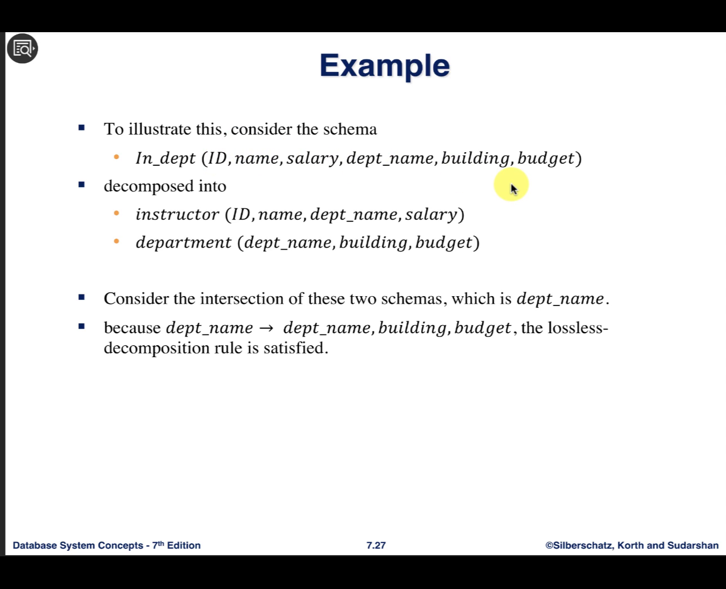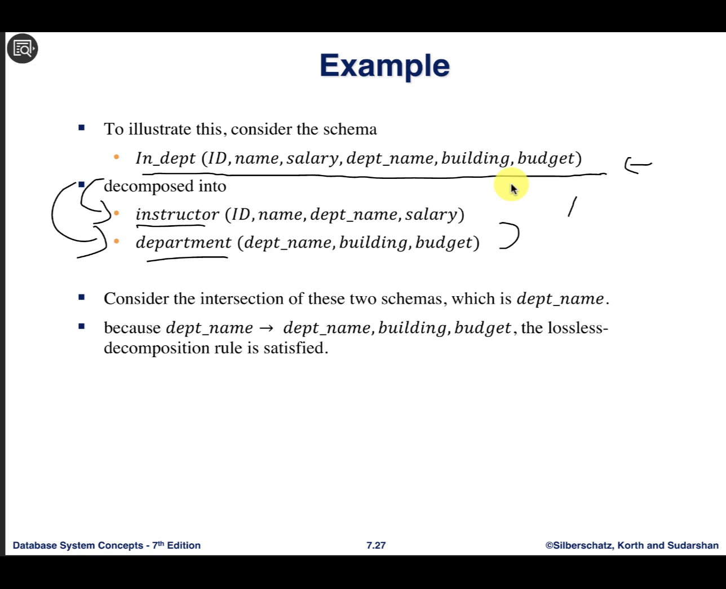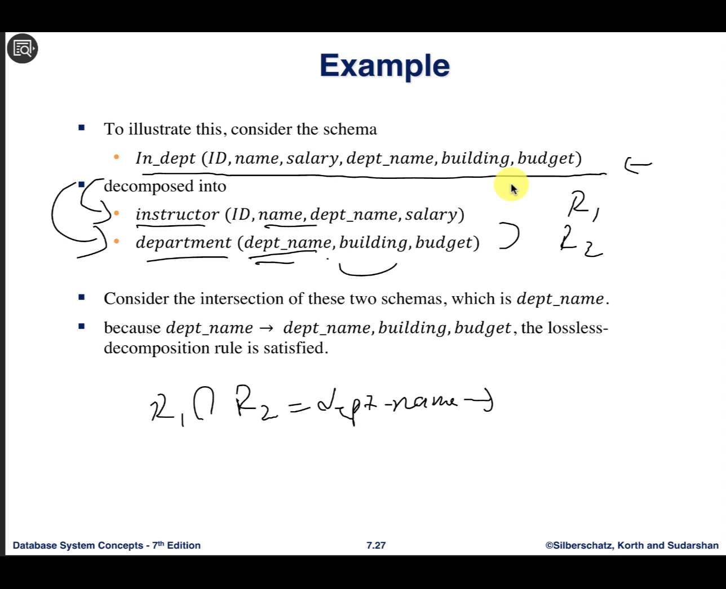Okay? So in this case, assume this is the original relation that we have. Since we have anomalies, we decompose this one into two sub-relations. The first one is instructor, the second one is department. When I intersect both relations, R1 and R2, I check whether it is a good decomposition or not. The intersection is based on the department name. And the department name is the key in R2. So yes, this is a lossless decomposition.